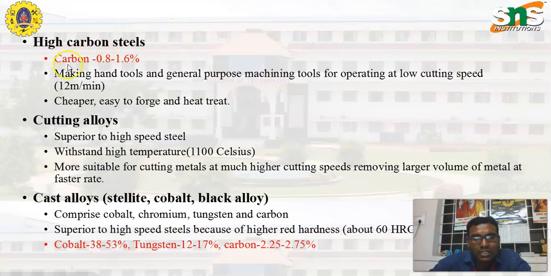Next one is high carbon steel. It has a carbon percentage of 0.8 to 1.6%. It is used for making hand tools and general purpose machines operating at low speeds. It is cheaper compared to the other types.